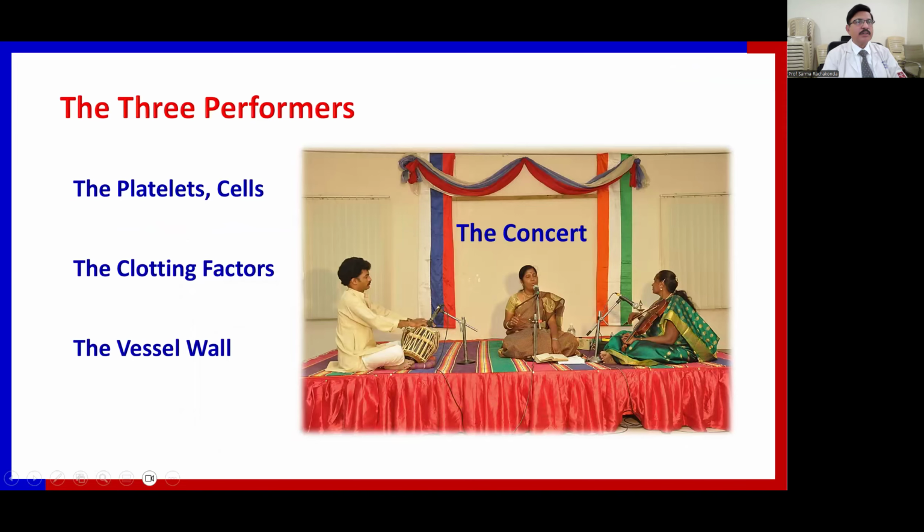You can see that music concert. Do you think we are going to play some music now? No. There are three people. One lady is singing and one violinist and one mridangam. That means there are three performers in the clotting process. The platelets cells, the clotting factors, and the vessel wall. But the vessel wall and the clotting factors are accompaniments. Platelets and cells are the main singer.